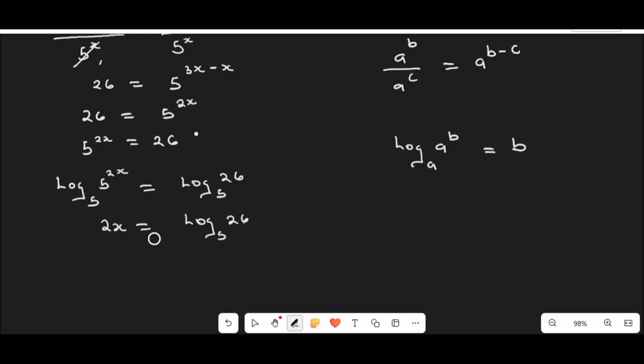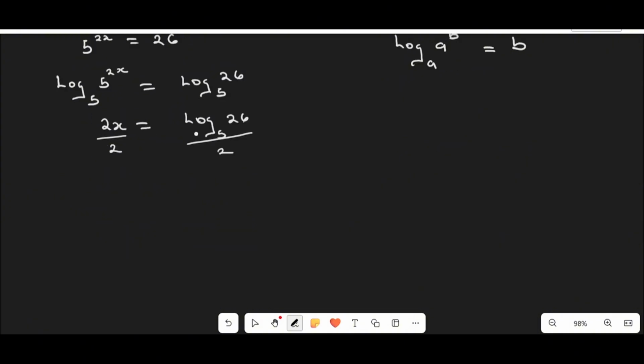To find x, let us divide both sides by 2. x equal to log 26 base 5 over 2. This is the value of our x.